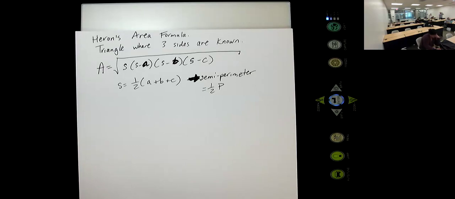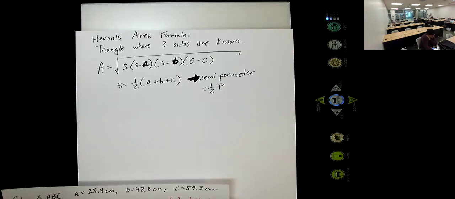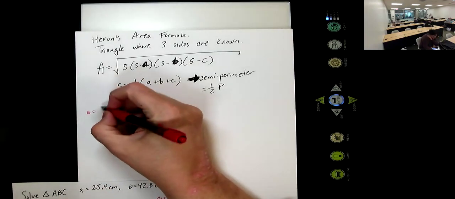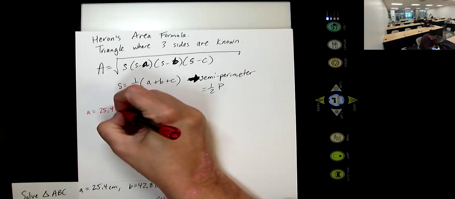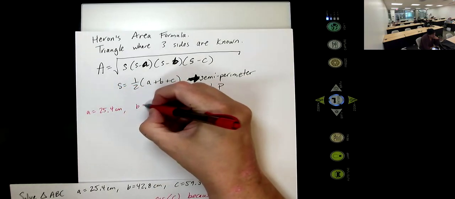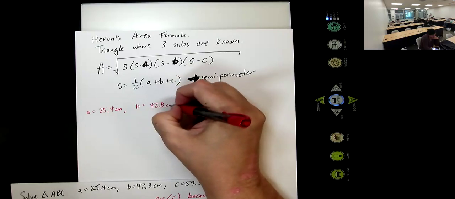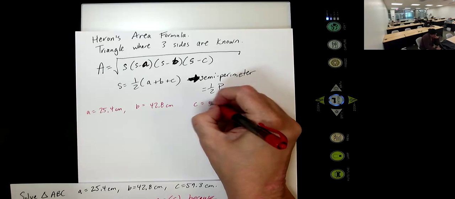Now, you derive it using the law of cosines, and it's a long process. I don't know if it's helpful. This is easy to use though, this is very easy to use. So let's go back to our last triangle and find the area. Our last triangle, we had A equal 25.4 centimeters, B equal 42.8 centimeters, and C equal 59.3 centimeters.